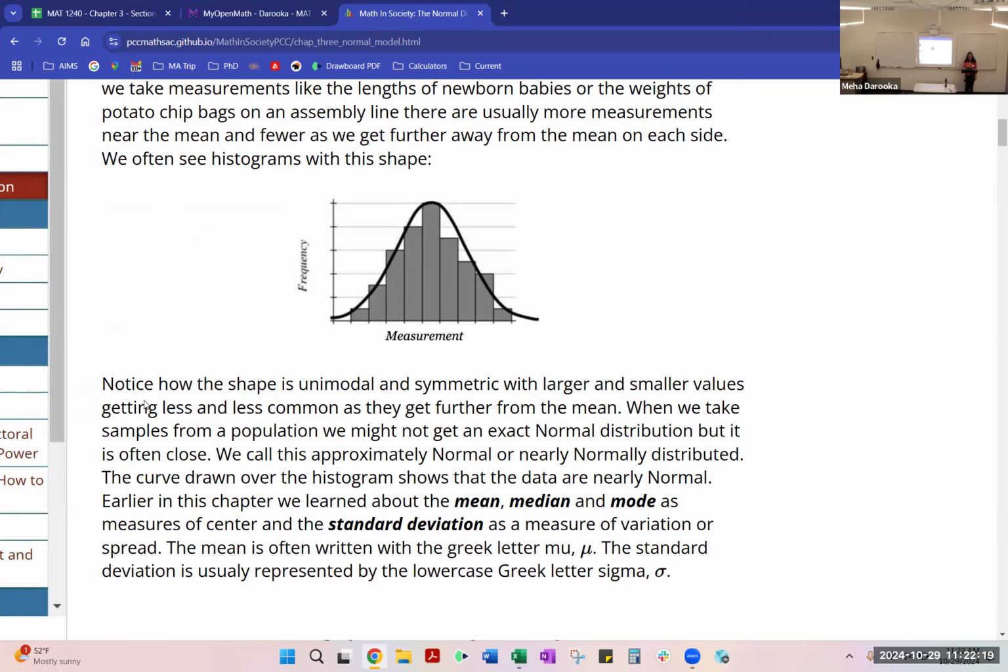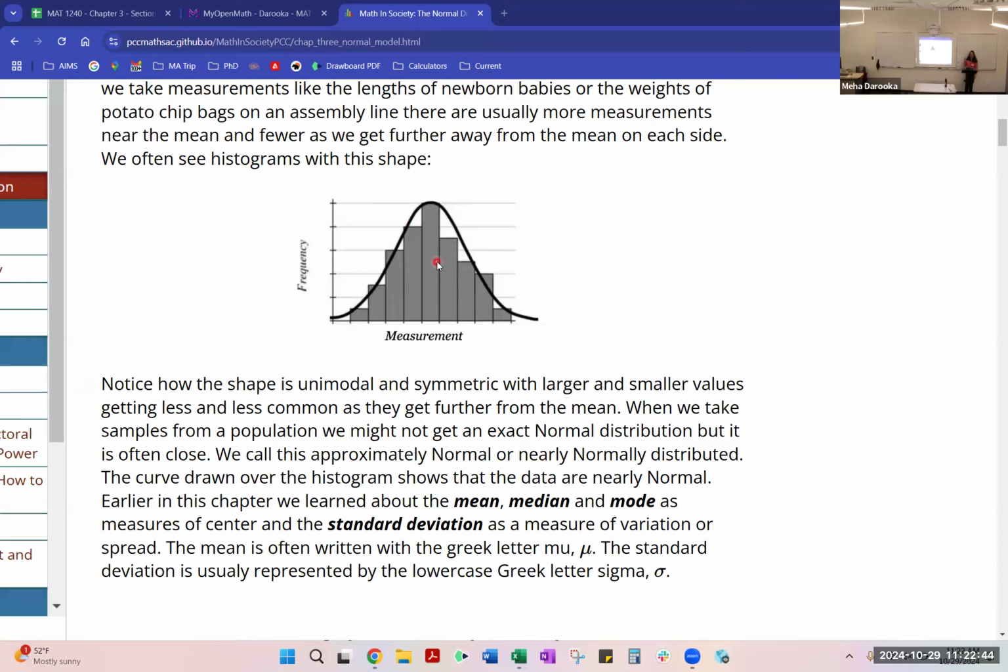And then we're also talking about when we take samples from a population, we may not get an exact normal distribution, but it will be close to that. We call this approximately normal or nearly normal distribution. The curve drawn over the histogram shows that approximate normal shape over here.